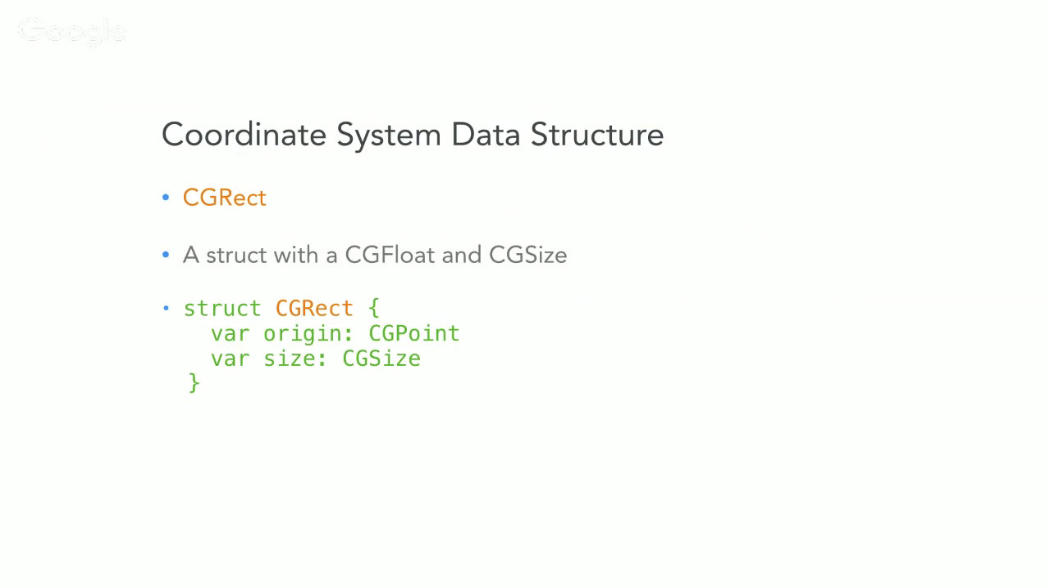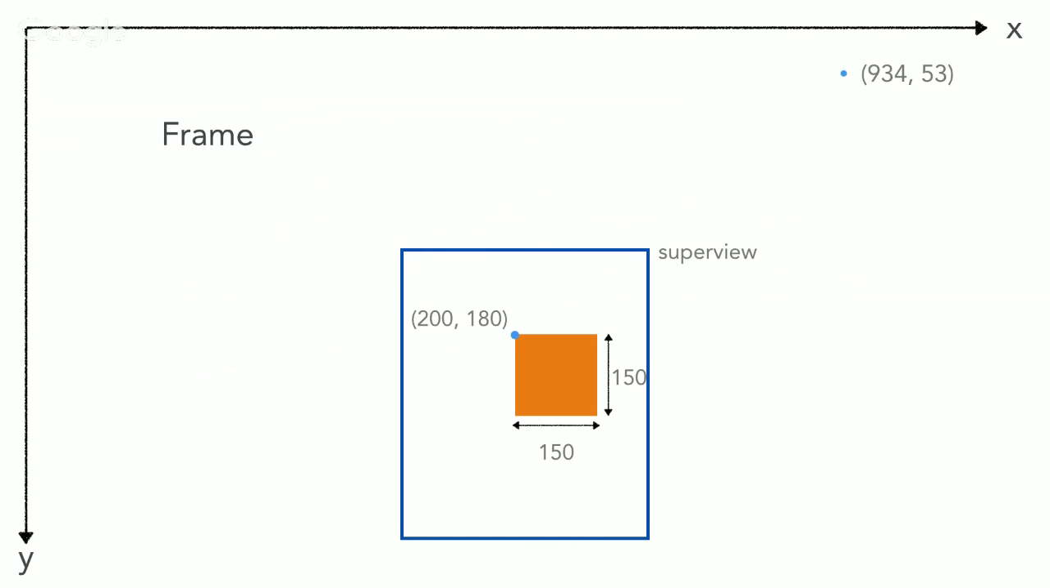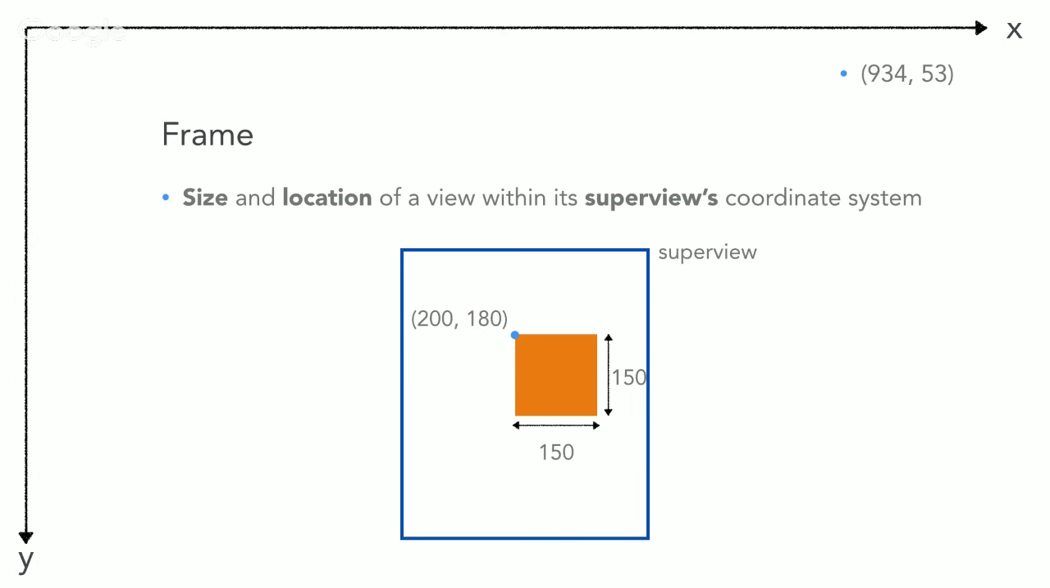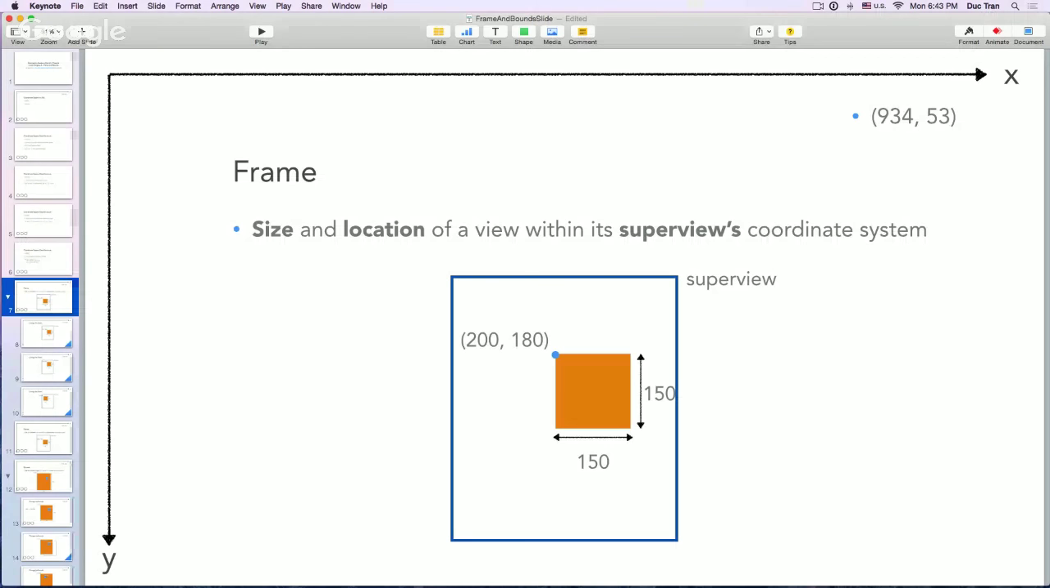All right. Now let's talk about the frame. What is the frame of a UIView? Well, the frame is the size and the location of a view within its superview's coordinate system. So if you look at this graph over here, we have the superview, the blank view with a blue border. And the view we are talking about is the orange view. We are talking about this orange view, and the superview of this is this superview.